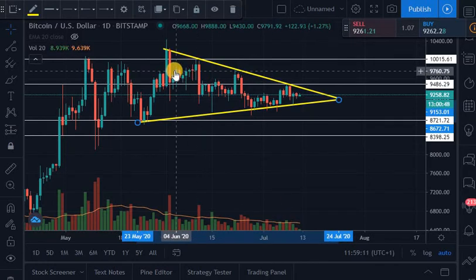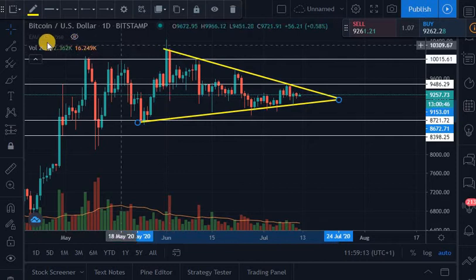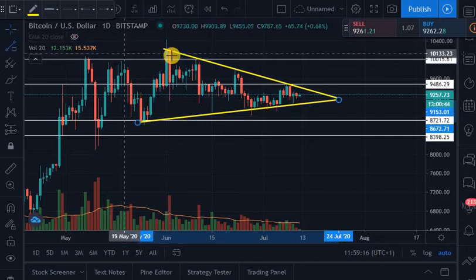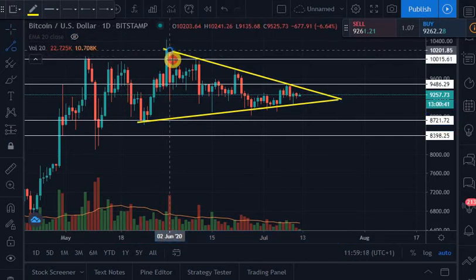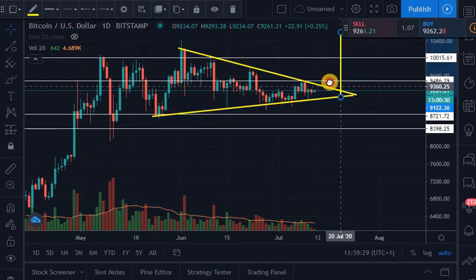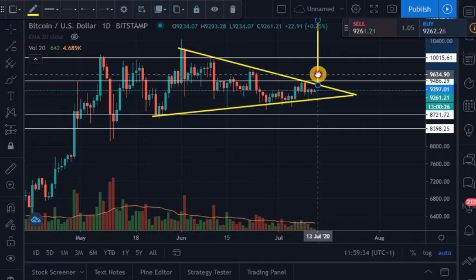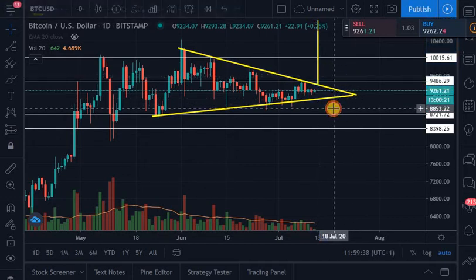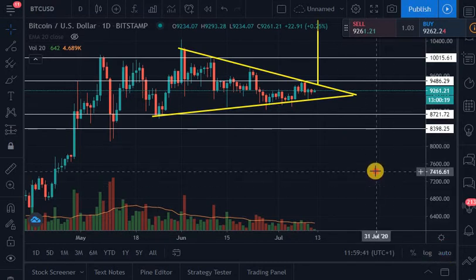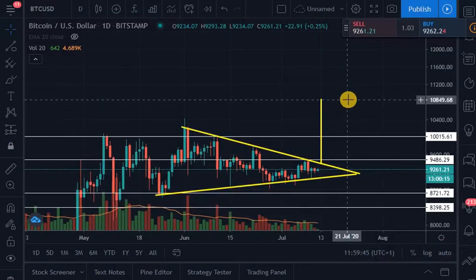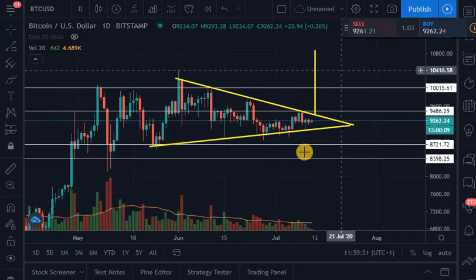Now let's say this pattern breaks to the upside. Let me show you how we calculate the price targets of a symmetrical triangle. You drag this line down from the resistance to the support. Then you take this line and you place it on the point of the breakout. For example, let's say this pattern breaks out on the 13th of July 2020. You place it right there. As you can see, the price target for this move would be over 10,000, around $10,800. That is if it breaks to the upside.